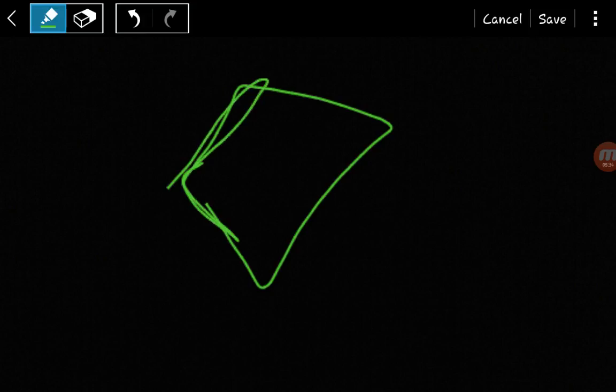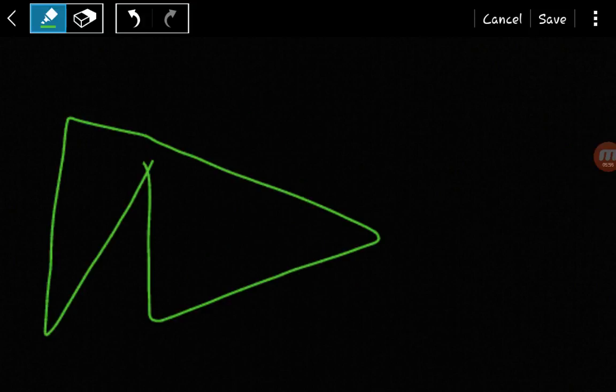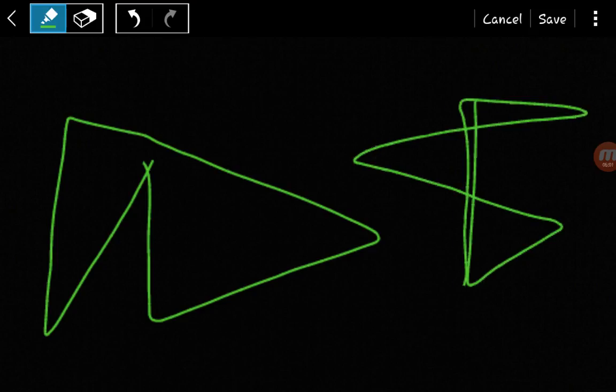And that is a closed figure. It's a figure in a plane that can be traced with the same starting and stopping points. So basically, your traditional triangle is a closed figure. This is also a closed figure. You've got a shape that looks like this. It's a closed figure. So as long as it's closed.